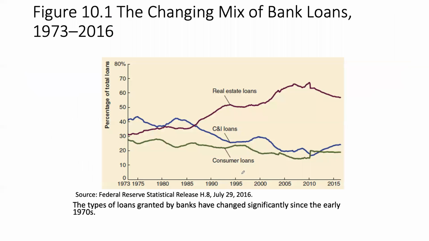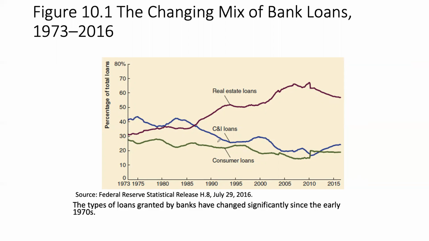So if you look at the evolution of the bank's loan book, of a typical commercial bank's loan book, here you can see the mix in 1973, right? Close to 28% of the loans were in the form of consumer loans, about 32% in the form of real estate loans, and about 40% in the form of commercial and industrial loans. C&I here stands for commercial and industrial.